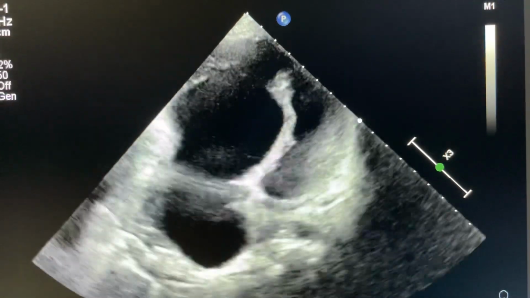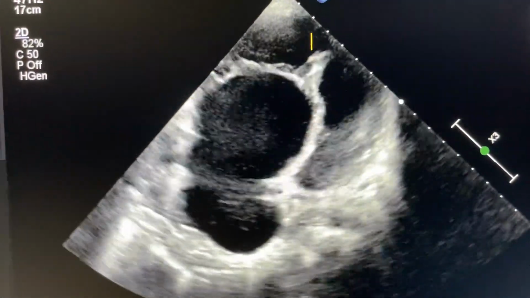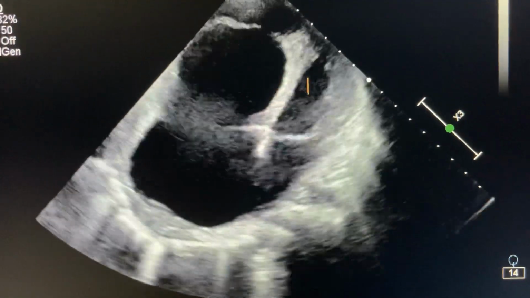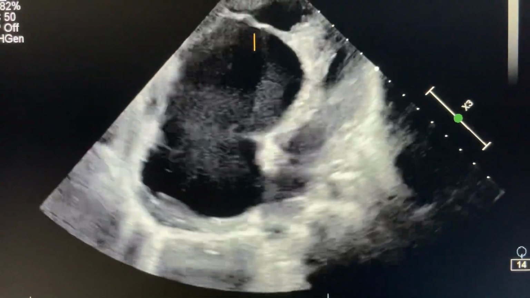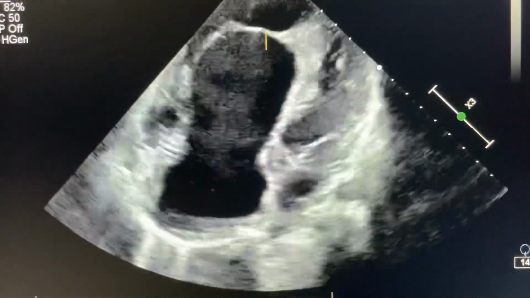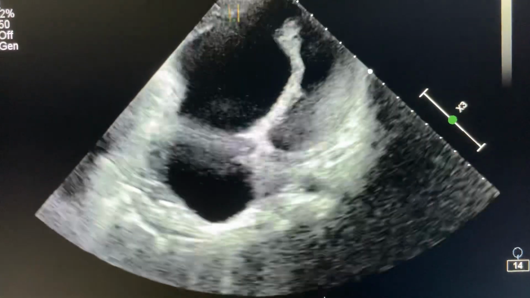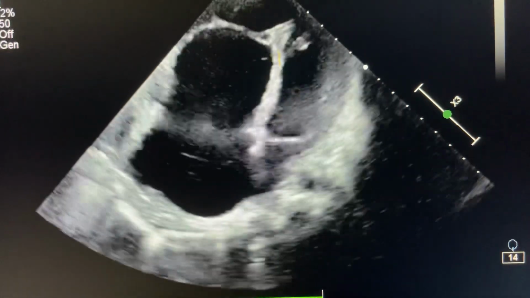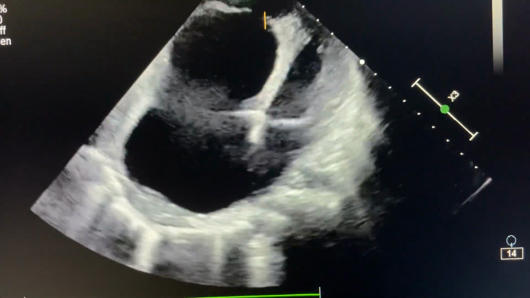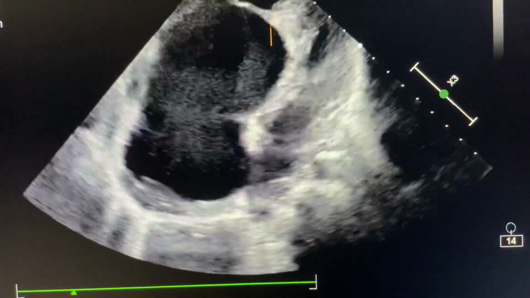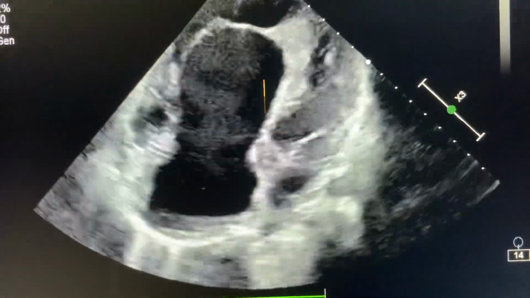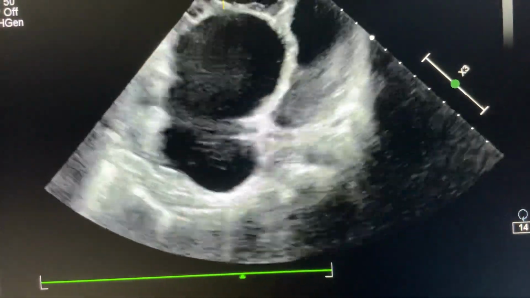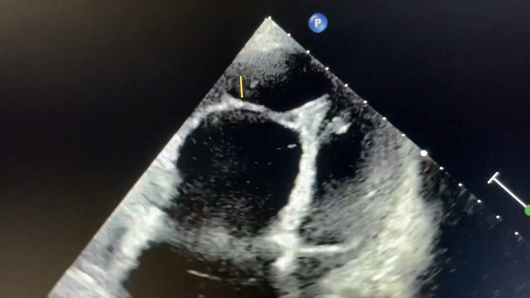So whenever you find tricuspid valve shifted towards apex more than 7 millimeter per meter square of body surface area, in that case it is Ebstein's anomaly. In this case, it is almost 30 millimeters shifting, from this to this is approximately 30 millimeter. This is septal leaflet of tricuspid valve. This is anterior leaflet of tricuspid valve. Anterior leaflet. This is septal leaflet.